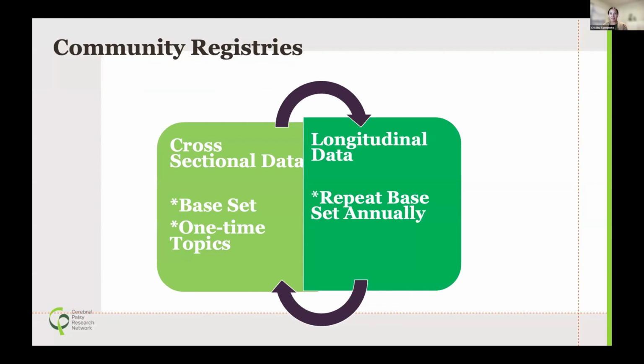So the community registry, just as another background piece of information, has two separate information types. There's cross-sectional data, which is the base set of one-time questions that get asked to everybody that takes the registry. So it gives us information from a person in one snapshot of time. And then we also collect longitudinal data. So a core set of the surveys get sent out to people who are in the registry each year so that we can hopefully understand changes over time.